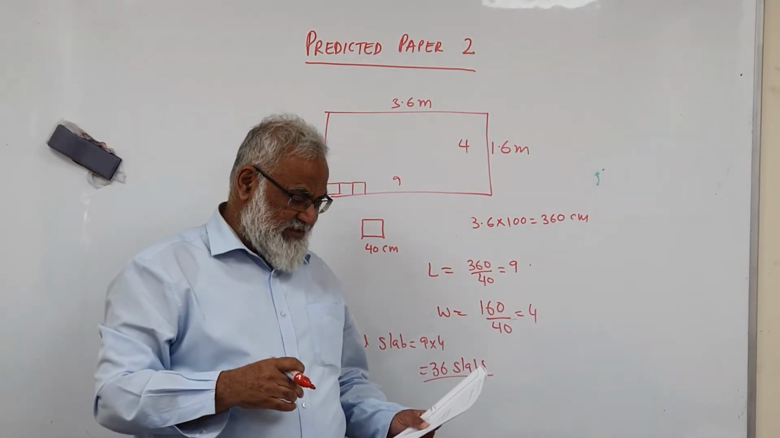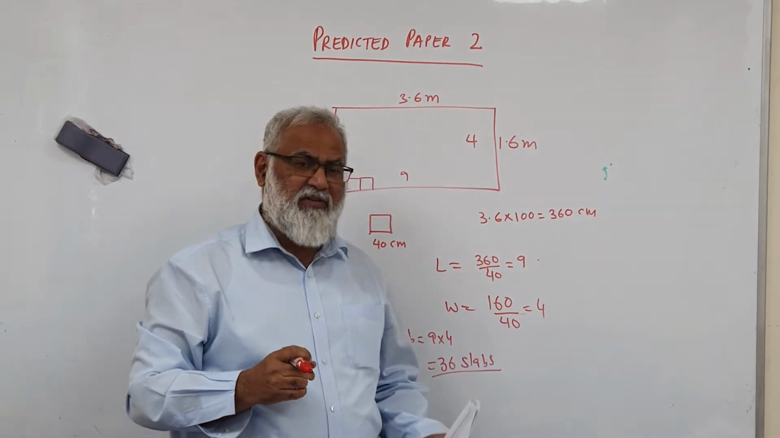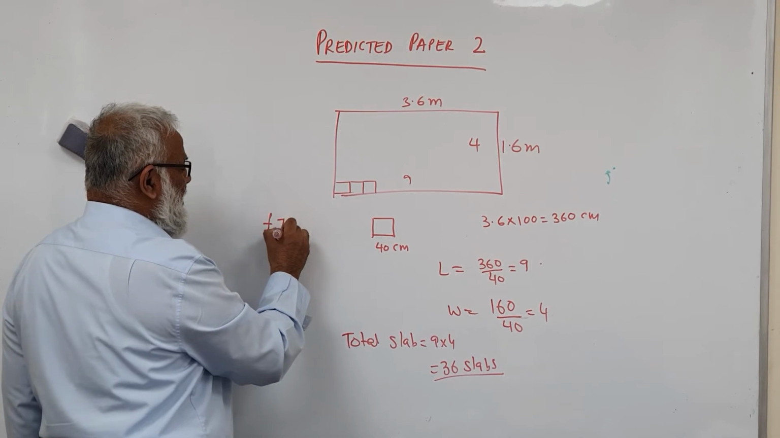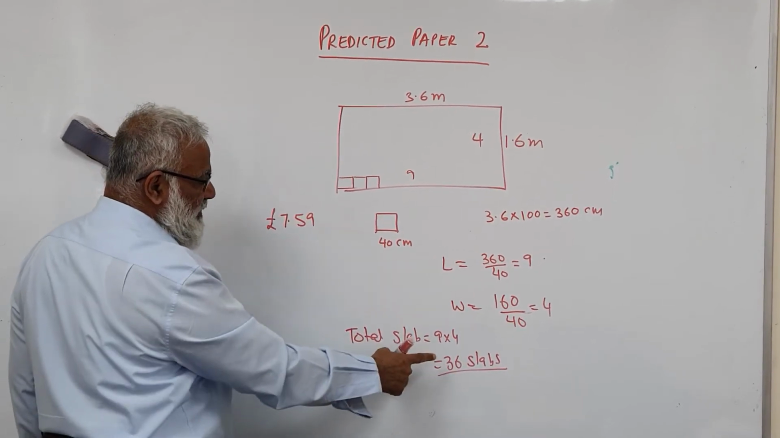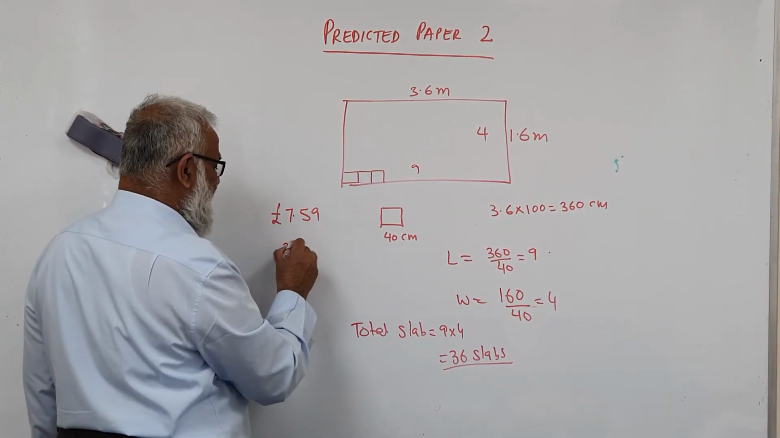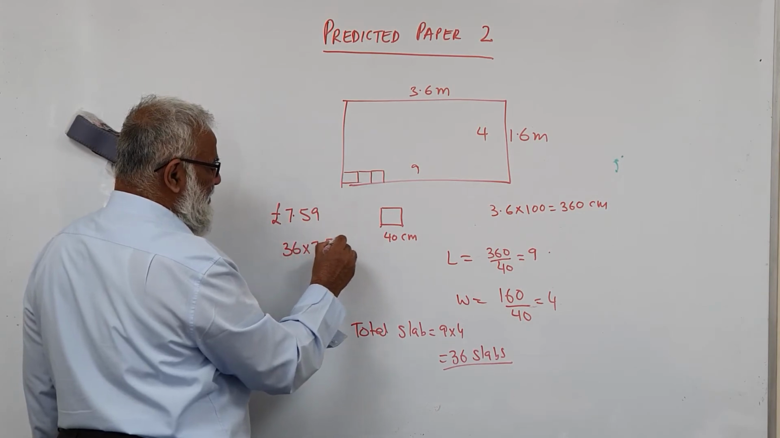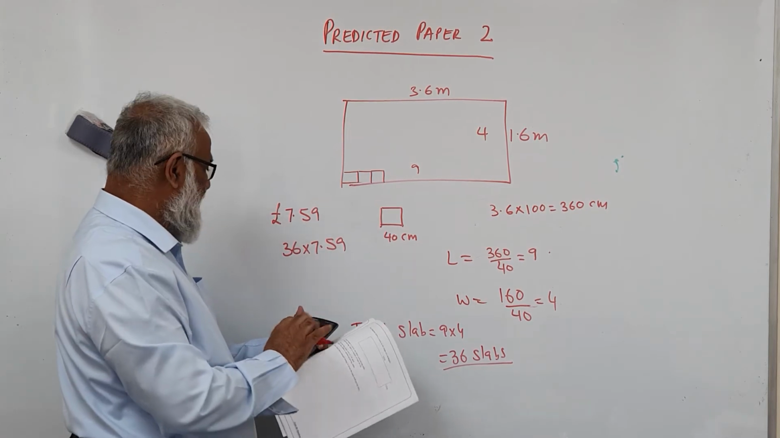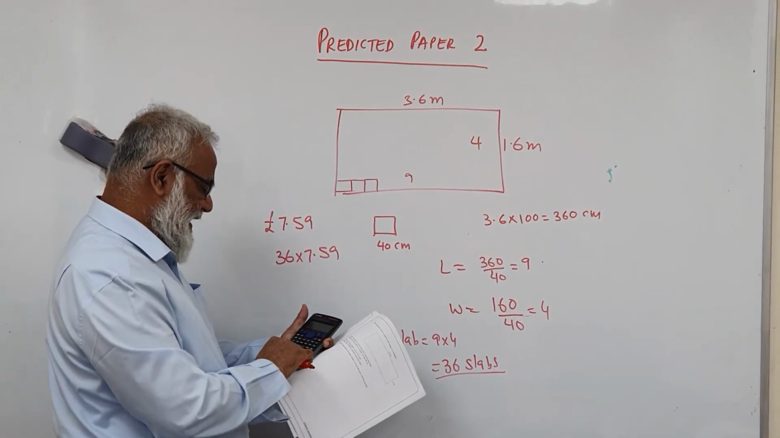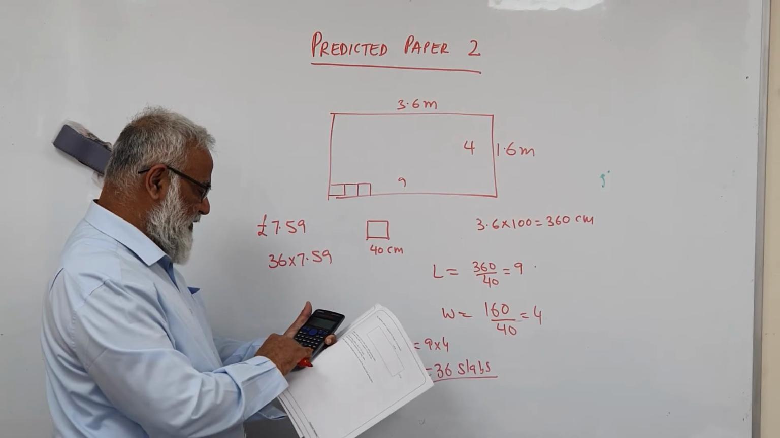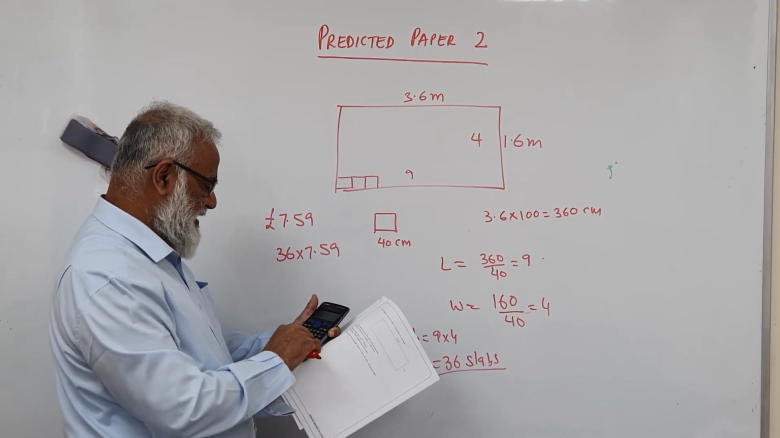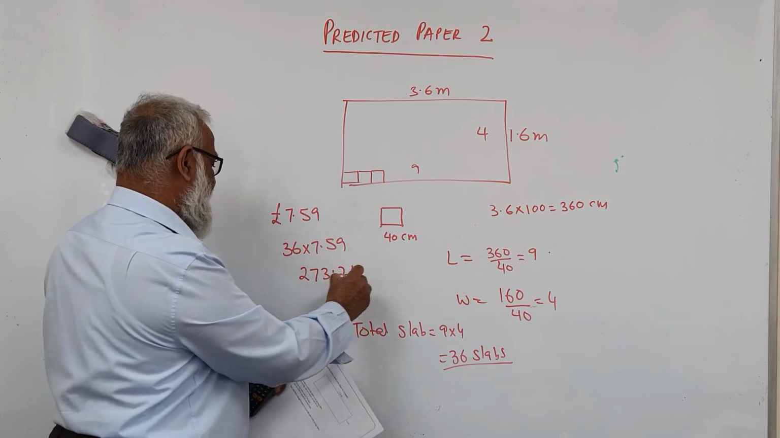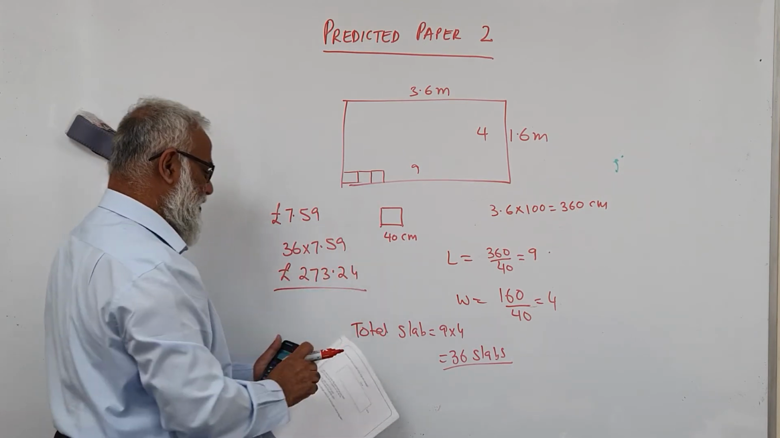The question says each slab is 7.59 pound. So I'm going to multiply 36 by 7.59. By using a calculator, you can easily find out 36 times 7.59, and the answer is 273.24 pound. That is the second answer.